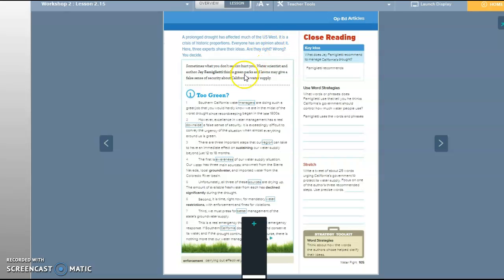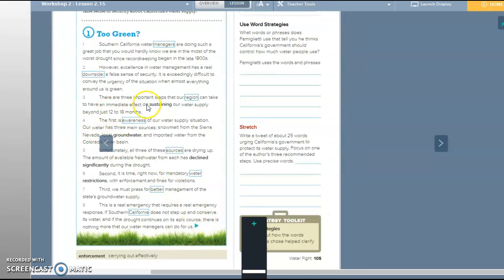Southern California water managers are doing such a great job that you would hardly know we are in the midst of the worst drought since record keeping began in the late 1800s. However, excellence in water management has a real downside, a false sense of security. It is exceedingly difficult to convey the urgency of the situation when almost everything around us is green. There are three important steps that our region can take to have an immediate effect on sustaining our water supply beyond just 12 to 18 months.